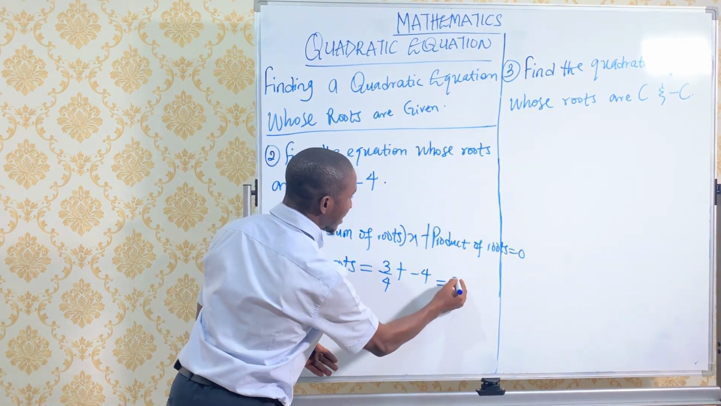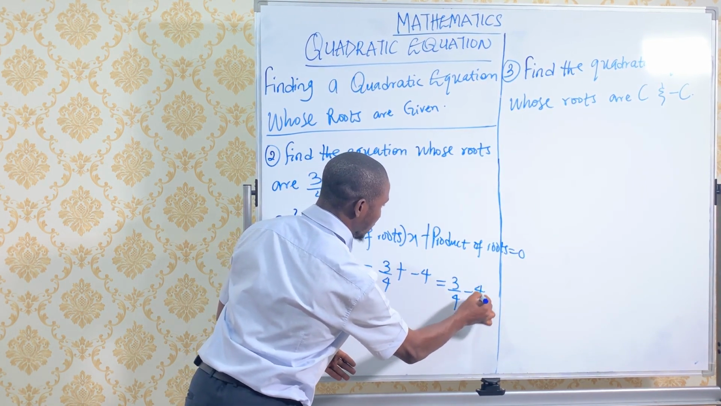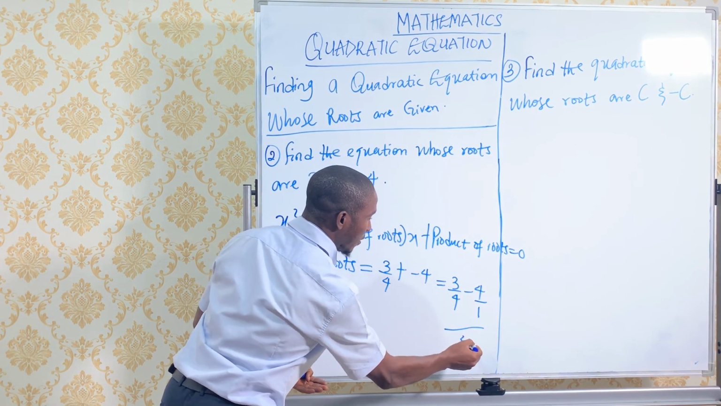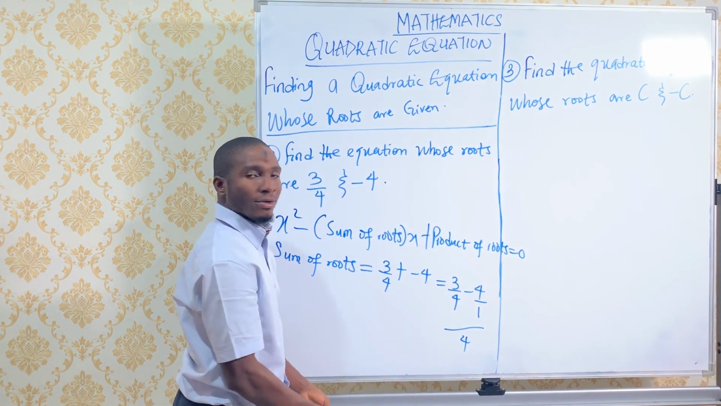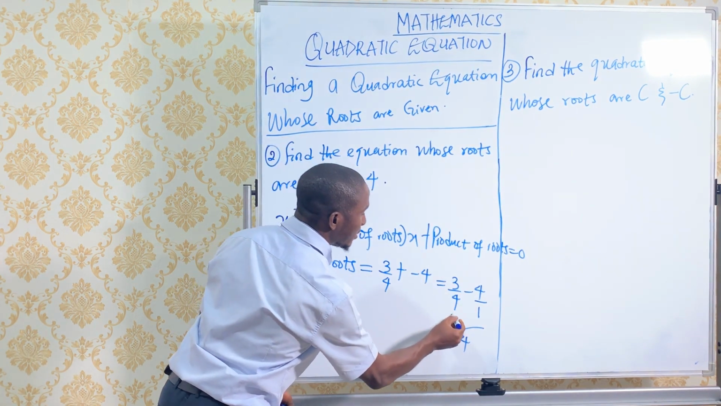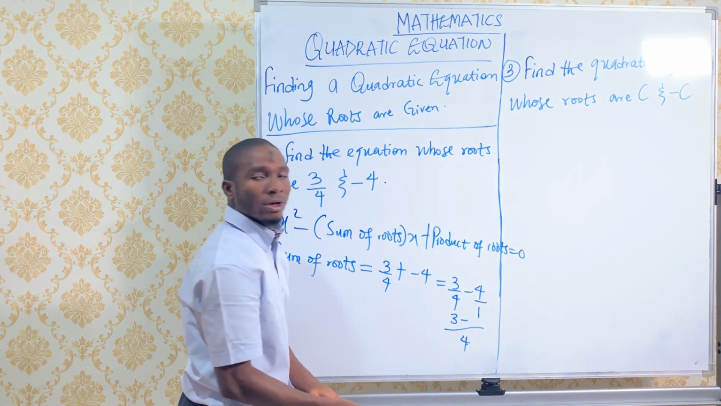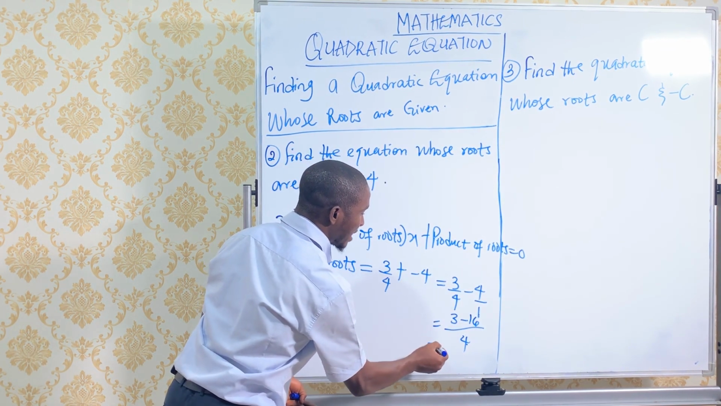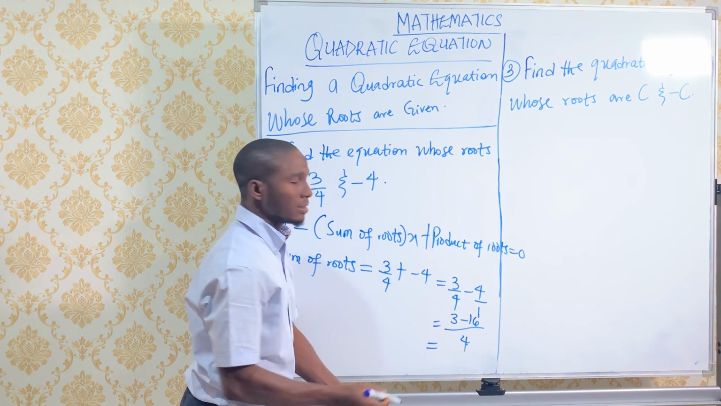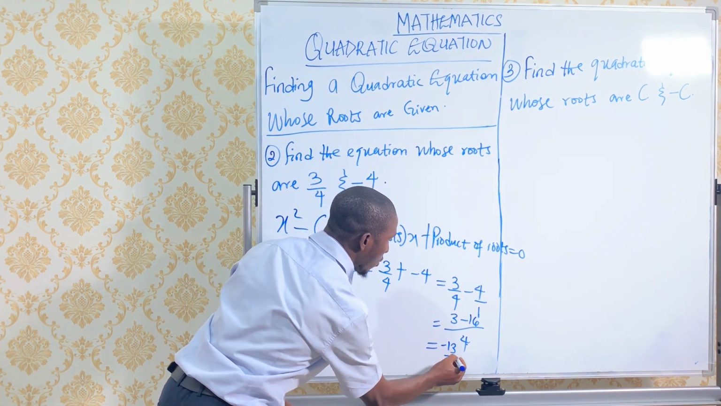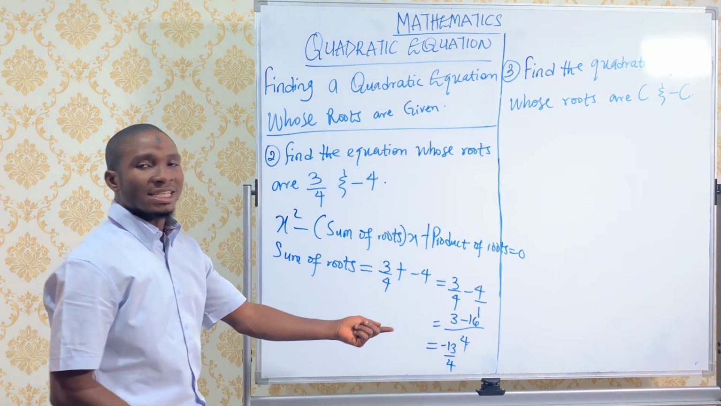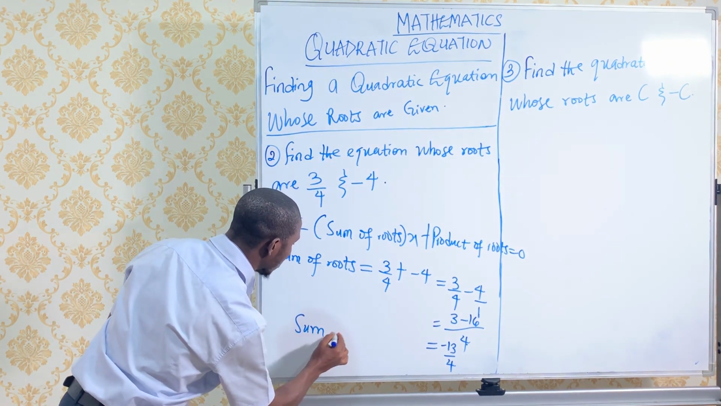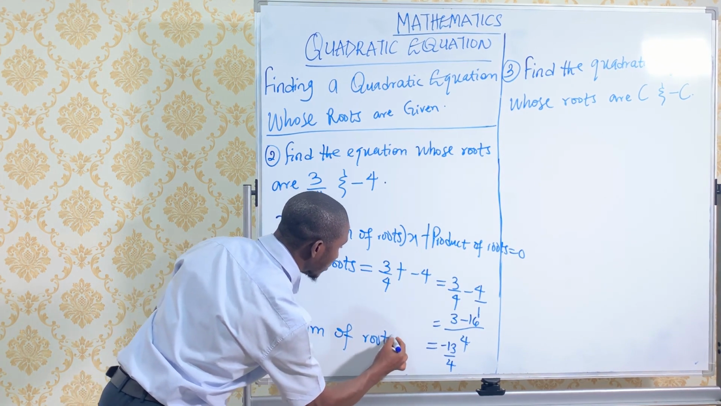This is the same thing as saying 3 over 4 minus 4. You can find the LCM. The LCM here is 4. 4 in 4 is 1, 1 times 3 is 3. Minus 1 in 4, 4 times 4 is 16. Finally, we can have it to be 3 minus 16. That is minus 13 over 4. And this has given us the sum of the given roots.